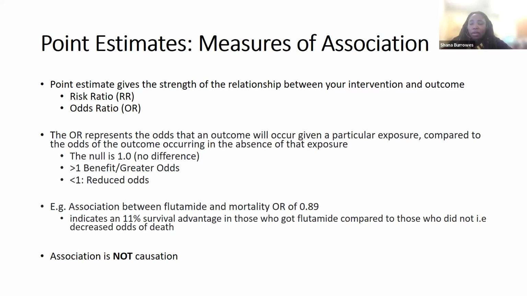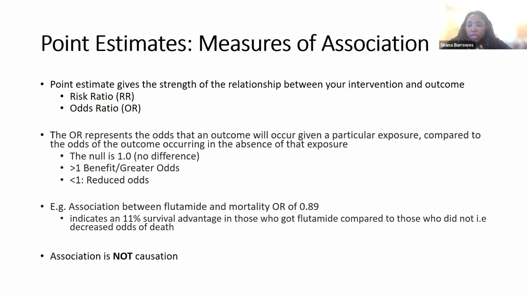Something to note when you get your results from your adjusted model is that an association is not a causation. Your results can tell you that your intervention is associated with your outcome of interest, but they cannot tell you that your intervention caused the outcome of interest. If you want to speak towards causality, you really need to do different types of causal analyses.